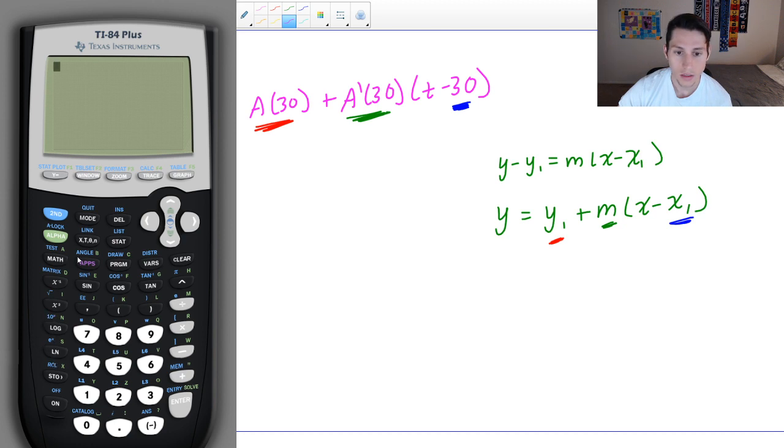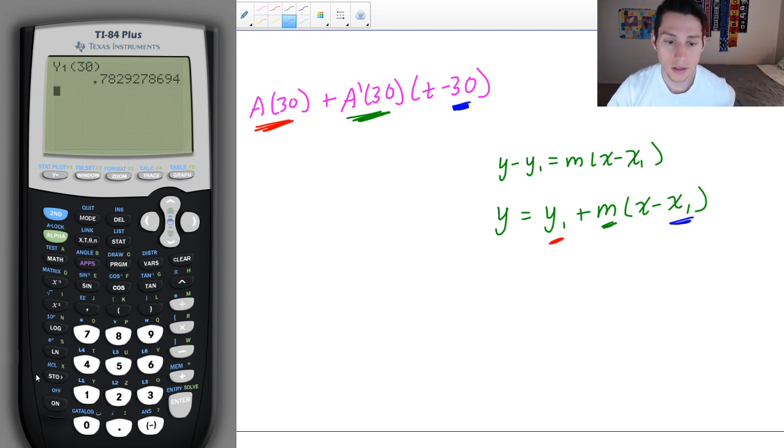Okay, so what is A of 30? Let's see, so alpha trace, Y1 of 30. Okay, it's here. Here we can write that out. We can store it.